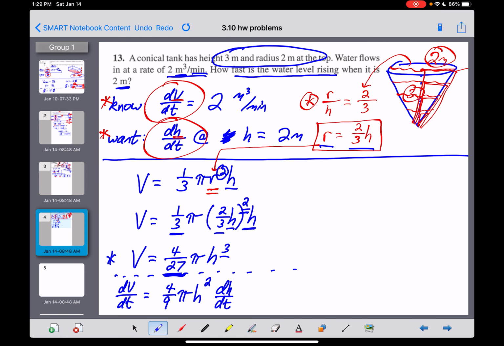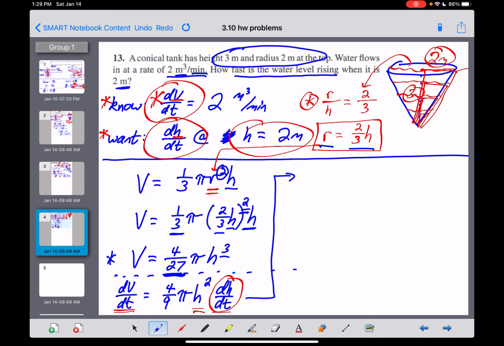So there's our derivative equation, which has 1, 2, 3 unknown or variable quantities. Now, we're looking for dh/dt, which means we better know the value of dV/dt, which we do right here, and the value of h, which they told us right here. So we're in pretty good shape here, guys. I'm going to move up here to this top right side, and here we go.